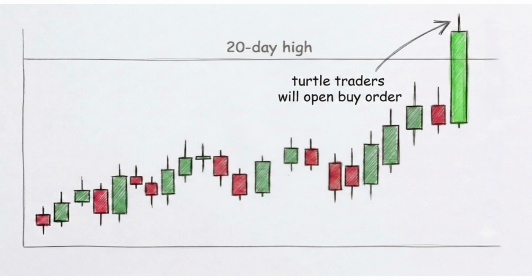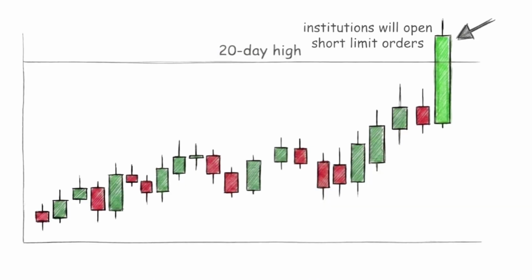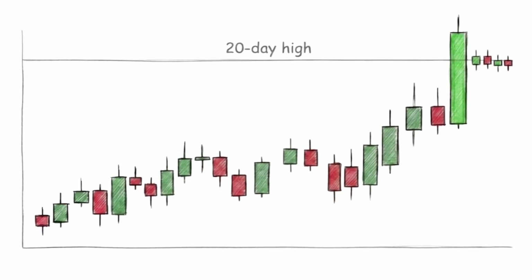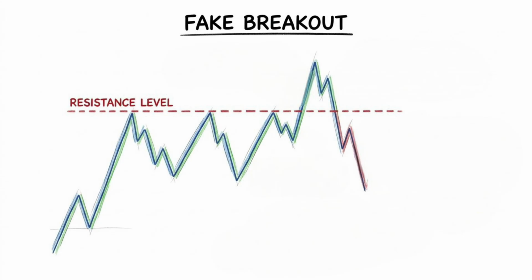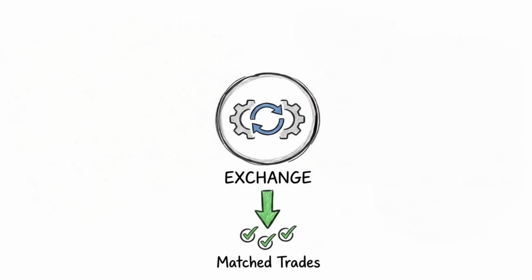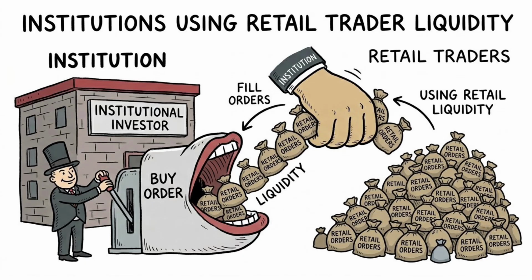Wall Street traders would deliberately bid the price up, pushing it aggressively past that key 20-day high. The Turtle traders will buy, but instead of price rocketing higher, institutional traders use that exact surge of buying to match and fill their own massive short limit orders. The market would instantly stall and collapse, leaving the breakout traders holding massive losses at the absolute top of the market. What retail traders call a fake breakout or a stop hunt is actually institutional order matching. They used your liquidity to fill their position.